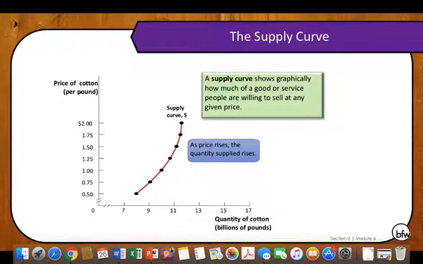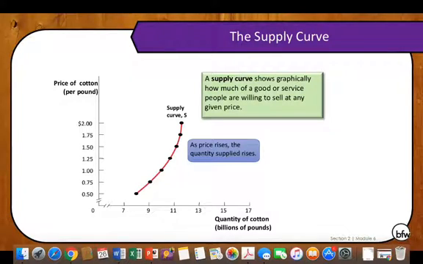So the supply curve shows us graphically how much of a good or service people are willing to sell at any given price. The supply curve also illustrates the positive relationship between price and quantity supplied. The upward slope indicates lower quantity, as measured on the horizontal axis, at a lower price as measured on the vertical axis, and it shows a higher quantity supplied at a higher price. So, if the price of cotton rises from $1 to $1.50, the quantity of cotton supplied rises from about 10 billion pounds of cotton to slightly more than 11 billion pounds of cotton.